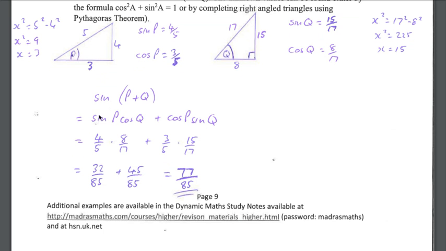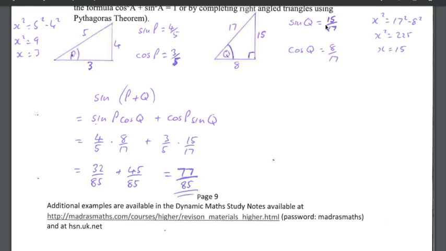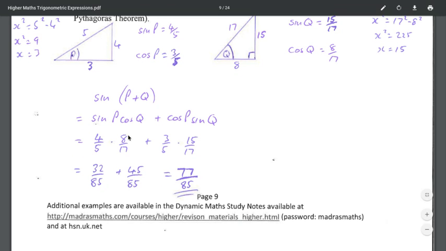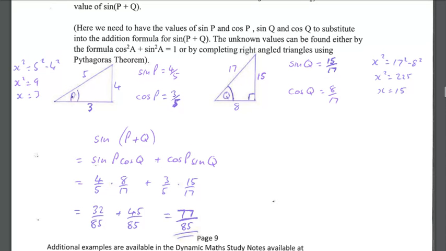So sine of P, so 4/5 multiplied by cosine of Q, 8/17, plus the cosine of P, which is 3/5, multiplied by the sine of Q, which is 15/17. And then numerator multiplied by numerator, denominator multiplied by denominator. And these questions will always get the same denominator in each fraction, guys. And then add the numerators together for 77/85.